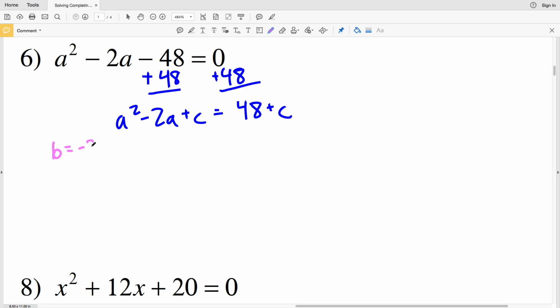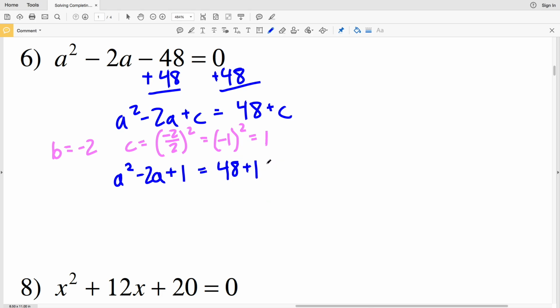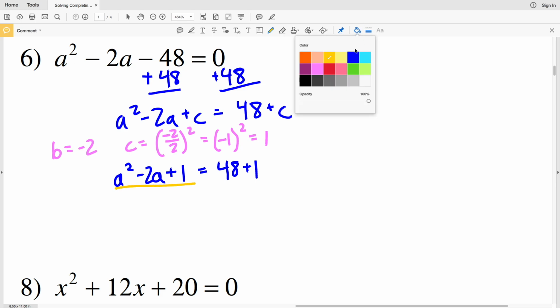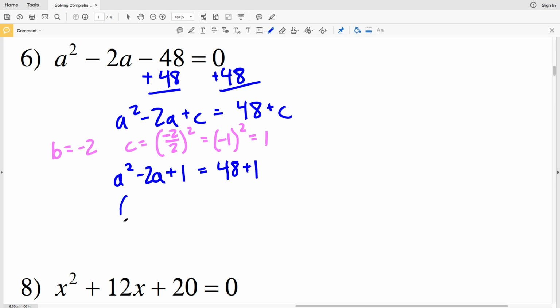If my b value is negative 2, that means my c value is going to be (negative 2 over 2) squared. So that's going to be negative 1 squared, which equals a positive 1. So now substituting my c value in, I'll have a squared minus 2a plus 1 equal to 48 plus 1. Now this is in the form of a squared minus 2ab plus b squared, so I'm going to have (a minus b) squared. My a value is a, and my b value is 1. So (a minus 1) squared equals 48 plus 1, which is 49.